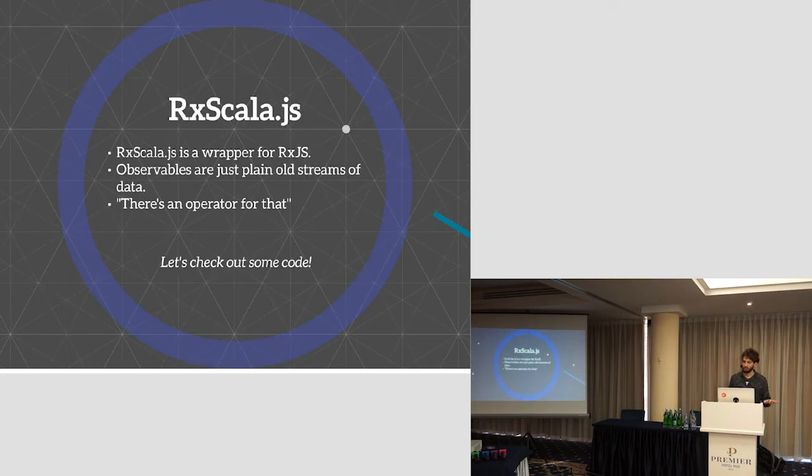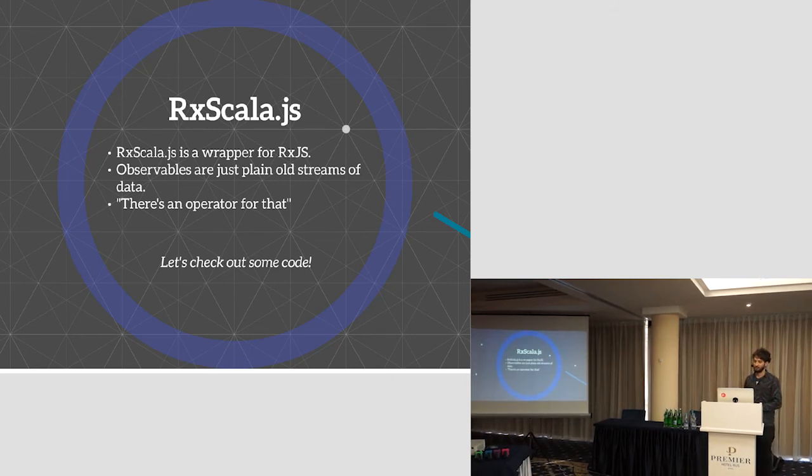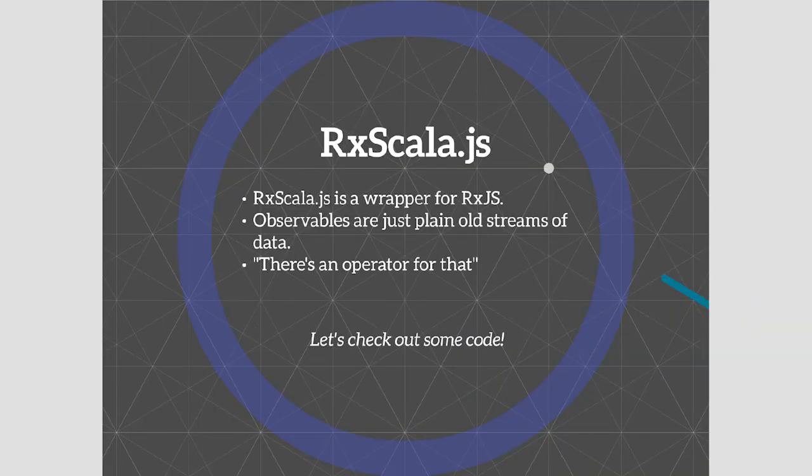And the answer is RxScala.js, which is just a port of RxScala. I'm sure some of you have heard about it. And RxScala is inherently a wrapper around RxJava but also made Scala idiomatic. And RxScala.js is basically the same, but instead of wrapping RxJava, we just wrap RxJS. And observables that we find there are just those plain streams of data. And the really, really cool thing about this library is that it does exactly what Conal Elliott was talking about.